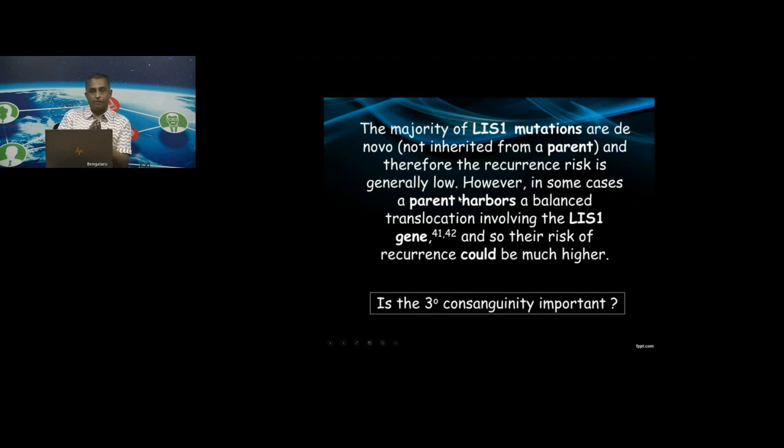And this is an important bit of information that we've got to share with the couple. Remember, this lady is a primi. They are certainly going to plan a family after they have gotten over with this pregnancy. So therefore, this would be the proper way of counseling. However, in some cases, a parent harbors a balanced translocation involving the LIS1 gene, and so their risk of recurrence could be much higher. So in some cases, yes, there could be a balanced translocation involving the LIS1 gene, and that can make this couple more prone to have a recurrence, right?